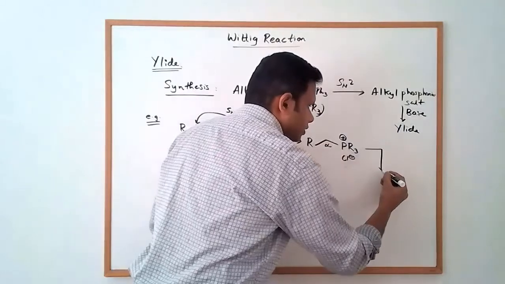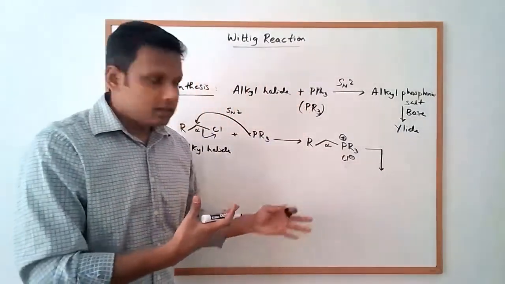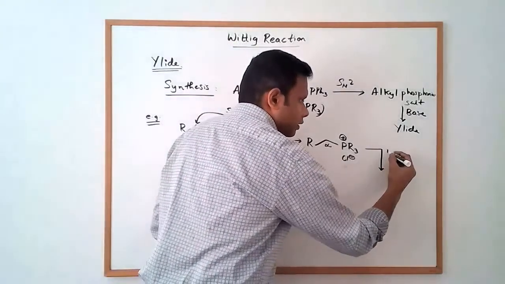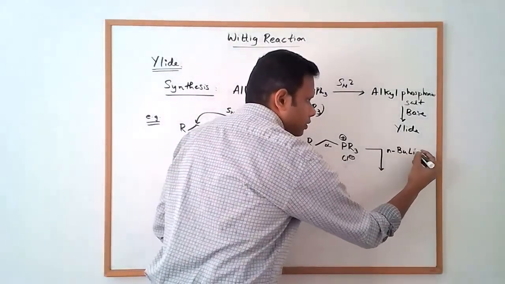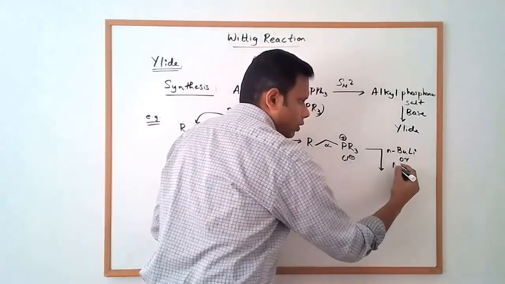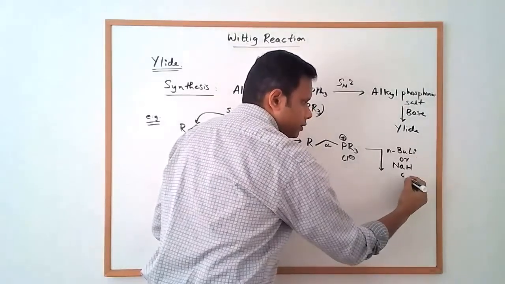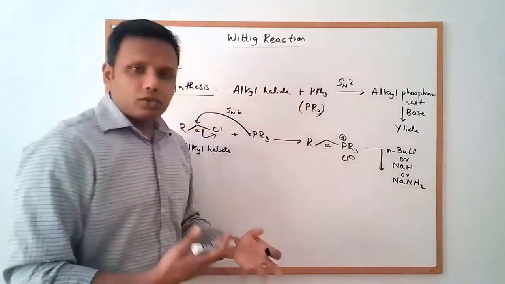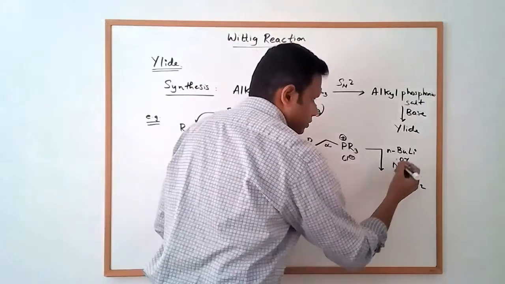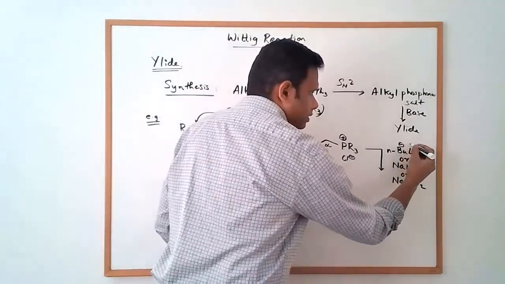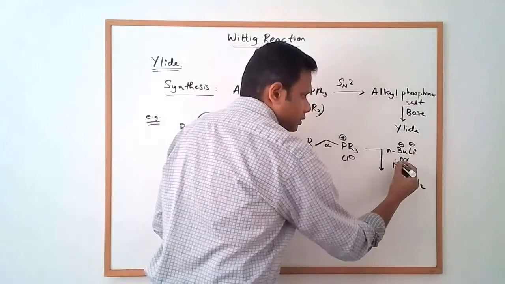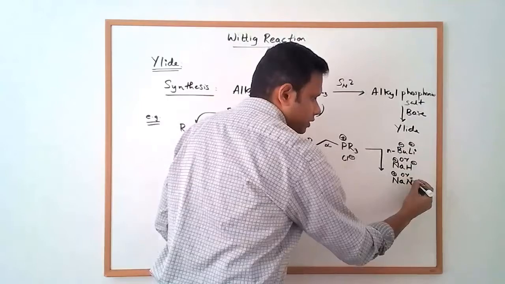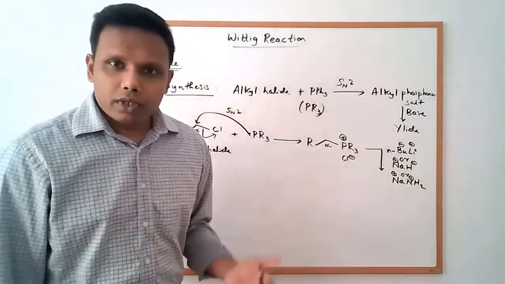When you react this with a strong base, now these bases have to be strong. Some examples of bases are n-butyl lithium, or you could use sodium hydride, or you could use sodium amide. These are all strong bases. N-butyl lithium has a negative here, the lithium is positive. Sodium hydride has a positive here, the hydrogen is negative. Sodium amide has a positive here, and the nitrogen is negative. So these are all really strong bases.